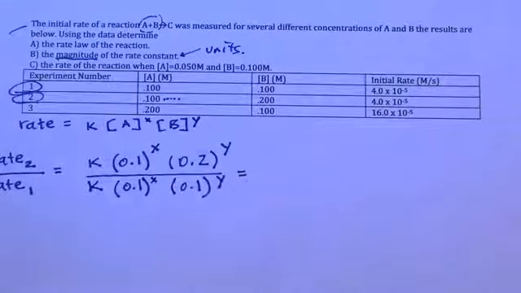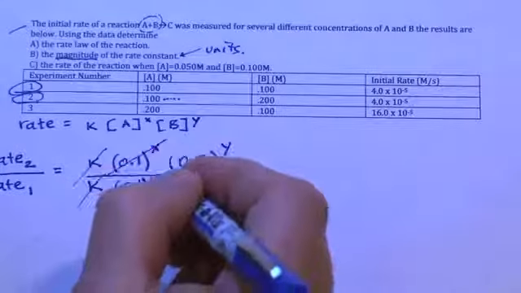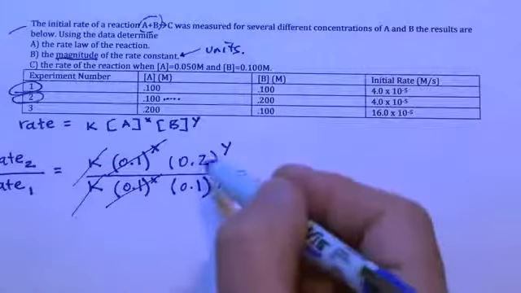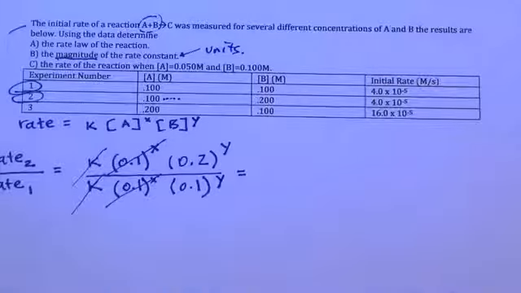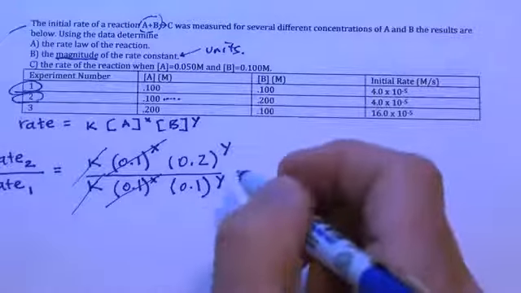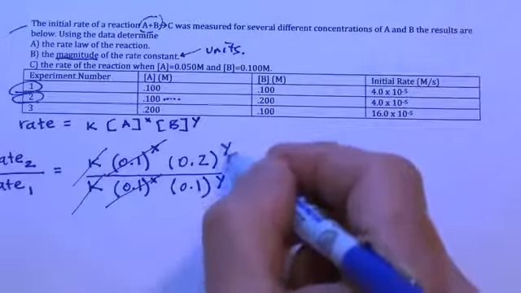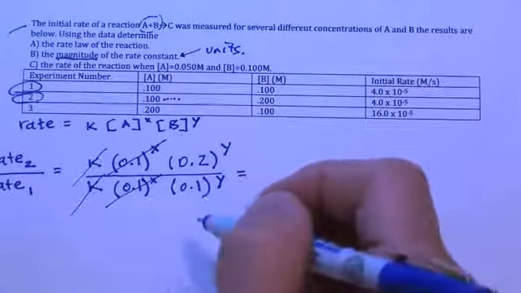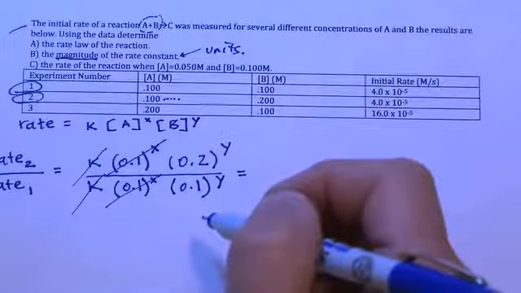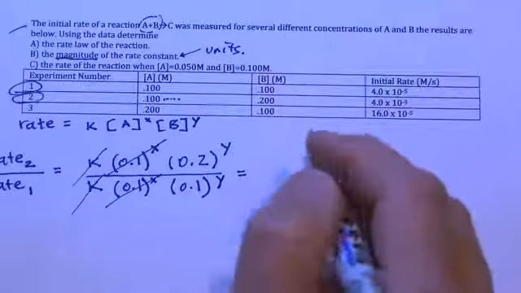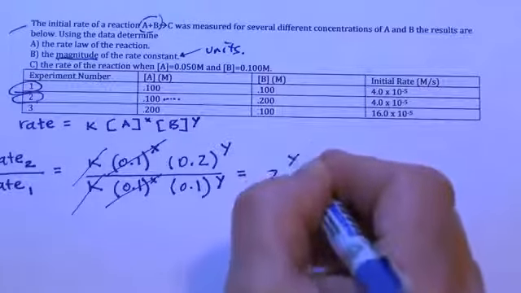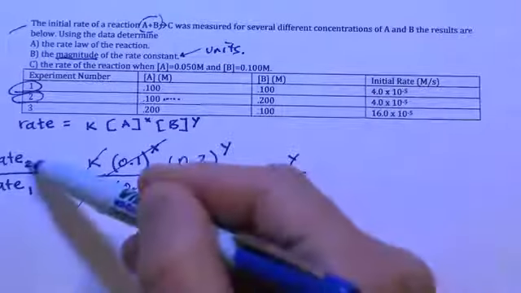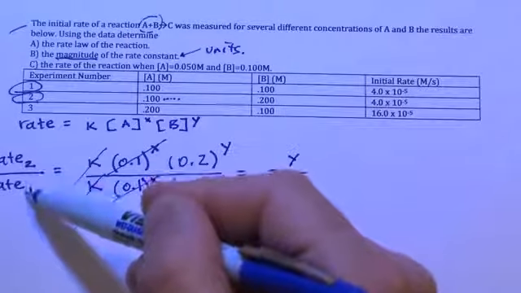Now you can see that several things are going to cancel out. The k's are going to go away because they're the same. The 0.1 raised to the power x's are going to go away. And I end up with 0.2 divided by 0.1 to the power of y. And if you remember your exponents from math class, these two y's actually are the same thing. And when I divide 0.2 by 0.1, I end up with 2 raised to some power y is equal to the rate of 2 divided by the rate of 1.